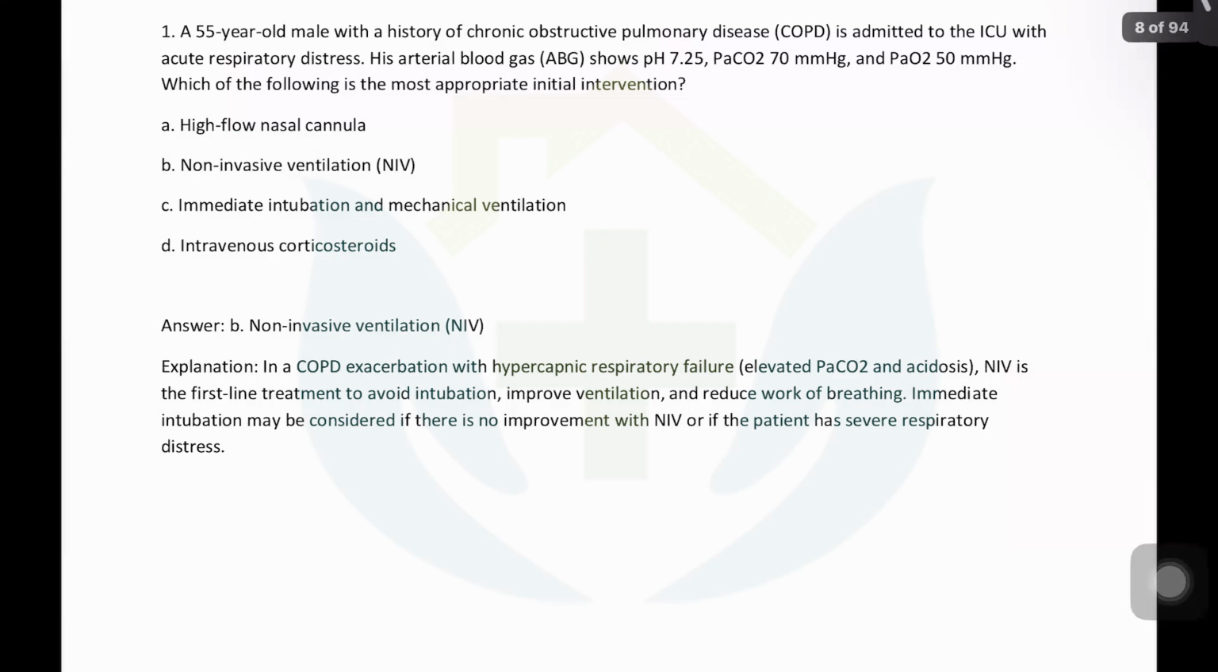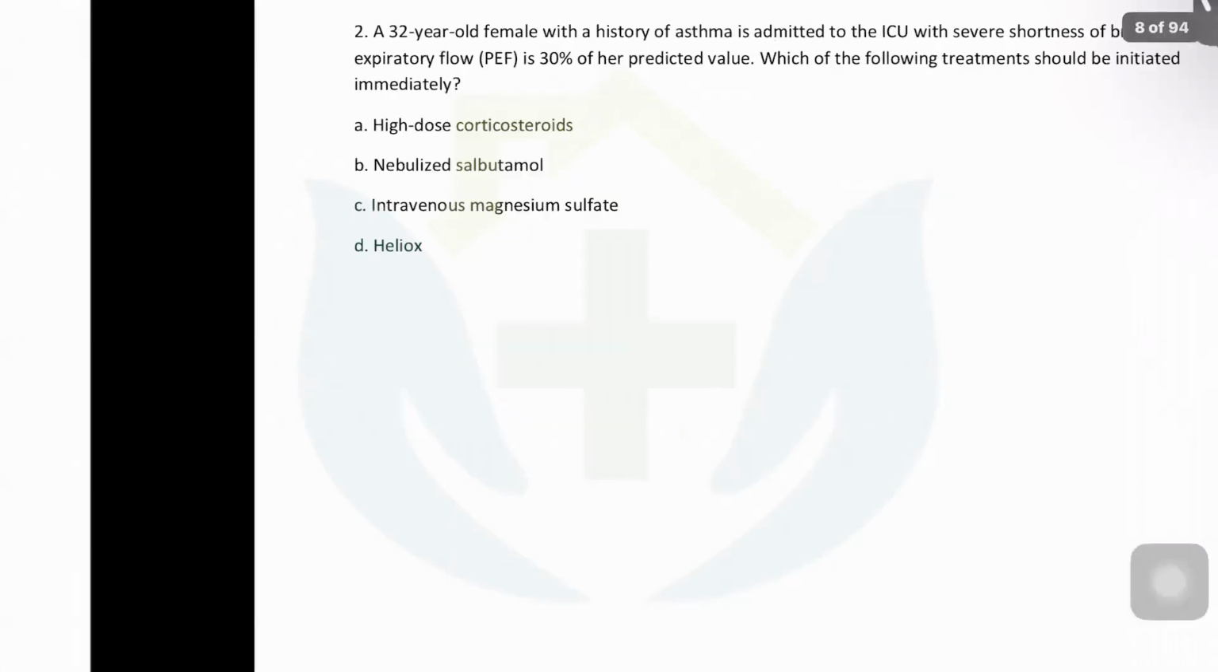Very important. Some amount of carbon dioxide is contributed by the accessory muscles of respiration. So when we put the patient on NIV, those accessory muscles are put to rest, hence helping decrease carbon dioxide levels. Immediate intubation may be considered if the patient becomes drowsy and respiratory acidosis worsens. Okay, then we will need it.